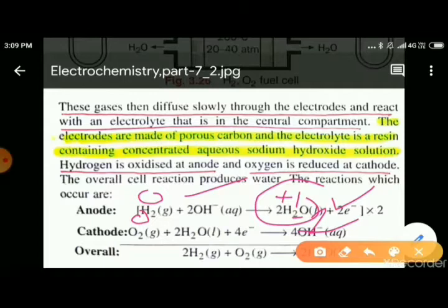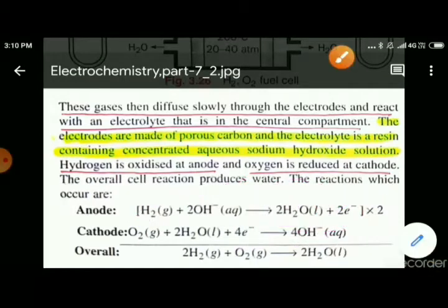To write the overall reaction, in the anode reaction only 2 electrons are evolved, but in the cathode 4 electrons are taken. To balance both half reactions, the oxidation half reaction is multiplied by 2 so that the electrons can be adjusted with the cathode half reaction. In the overall reaction, if we add the anode half reaction and the cathode half reaction, then we get the overall reaction. In that, hydrogen reacts with oxygen to form water.